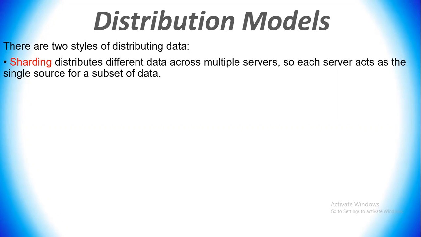If you want to get the whole subset, you have to access these different nodes, these different servers, right? That is a kind of distributing a subset of data within different servers. So that is what is meant by sharding. By using sharding, you can spread a subset of data in different servers.